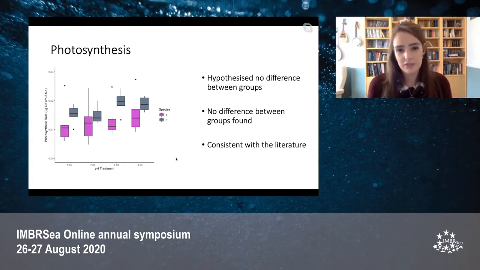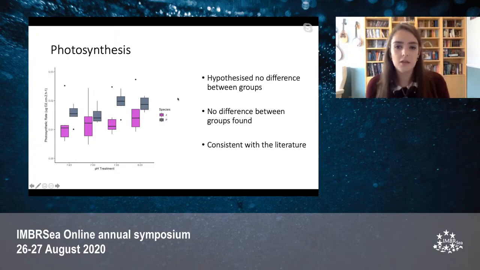So for the photosynthesis rates, I found no significant differences between the treatment groups in either of the species. And you can see on the graph, the Jania species is in purple and the Phymatolithon species is in grey. So this agreed with my hypothesis of no difference between groups, and was also consistent with the literature, as other studies have found little effect of pH on photosynthetic rates.